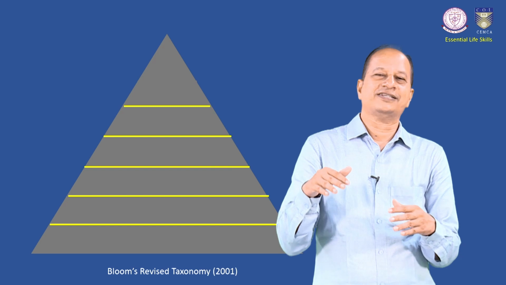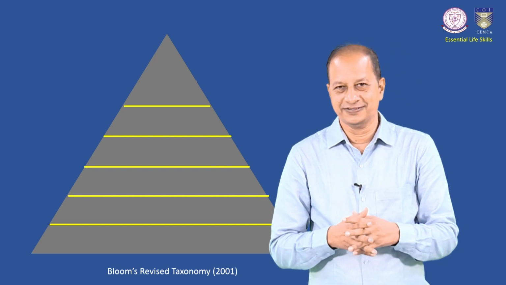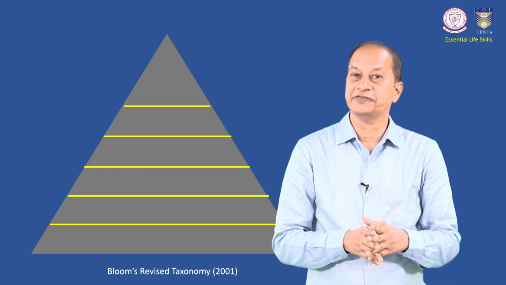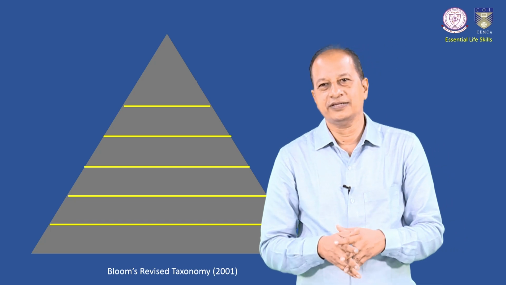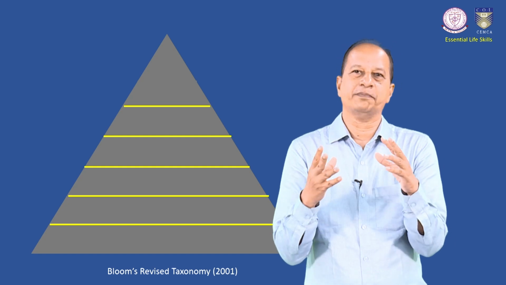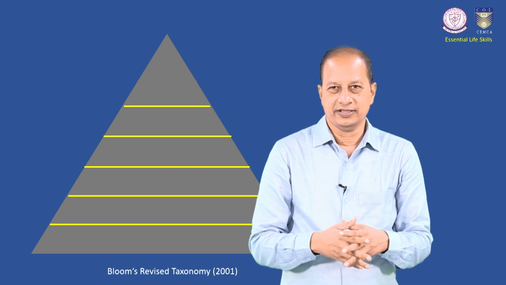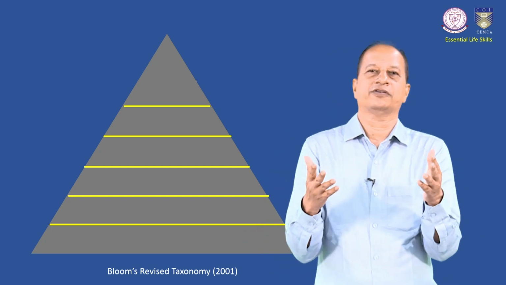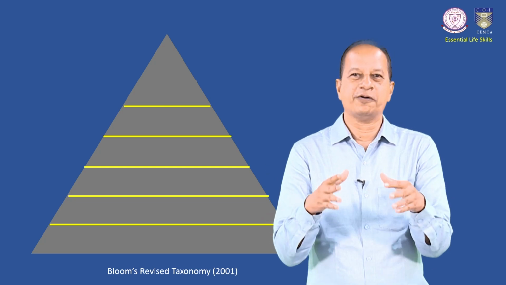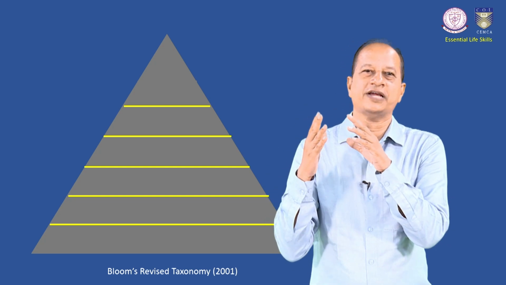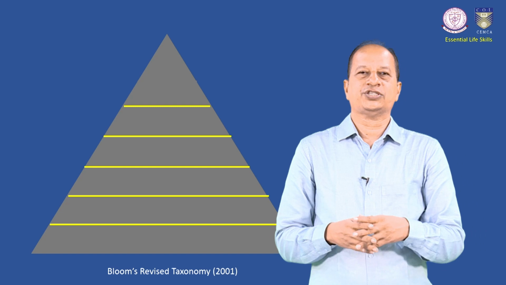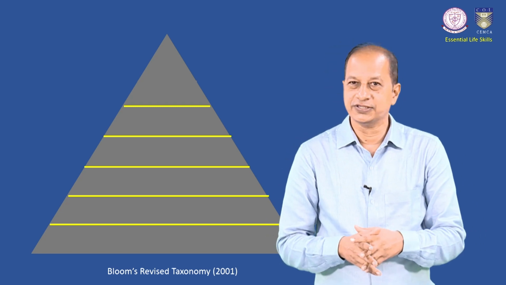We can now take a look at the revised taxonomy, which is based on Bloom's taxonomy of 1956. The revised taxonomy came out in 2001, and it presents a different dimension to the whole thing. Through different methods and through different approaches, it talks about all these important things from a new dimension. Let's take a look at each of these dimensions. Let's start with the first dimension, that is remember.